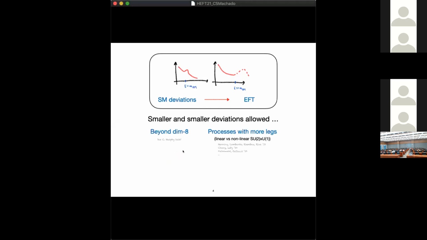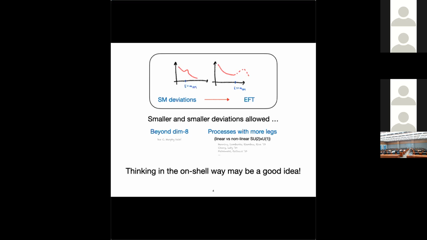And indeed, what we have been seeing lately is that what is allowed for deviations gets smaller and smaller, which then means that we sometimes need to go beyond the dimension 6 analysis and also look at processes with more legs and more loops. Moreover, recently there have been a lot of discussions on how to differentiate linear and nonlinear realizations of the electroweak symmetry. And the way to go seems to be to look at processes with several vector boson legs, which can also be challenging to compute in the usual way. So, looking at this picture, it seems that thinking about on-shell amplitude methods in the context of the standard model HEFT can actually be a good idea.